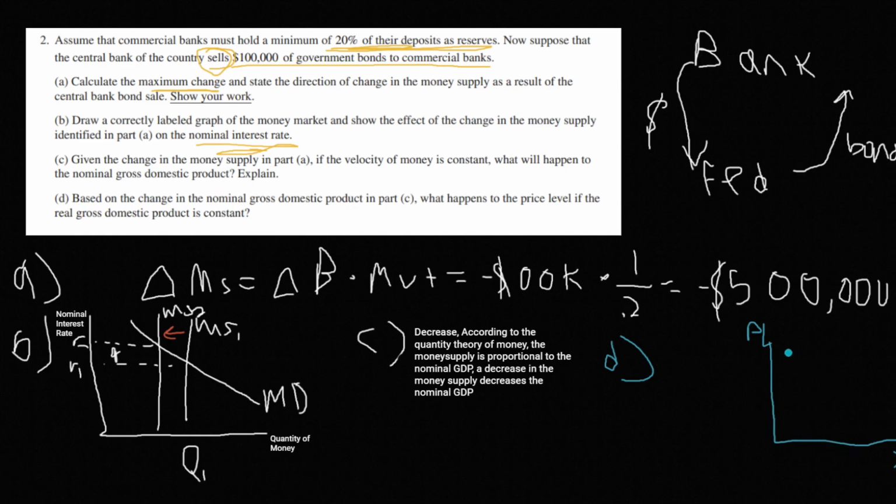But we know that the money supply has decreased. If this is our aggregate demand, there's going to be a decrease in aggregate demand. Here is short run aggregate supply. Just less money means less consumer spending, less investment, all of the above. With this decrease in aggregate demand, here's price level one and price level two. There's a decrease in the price level. We don't have to explain that, but that is why.